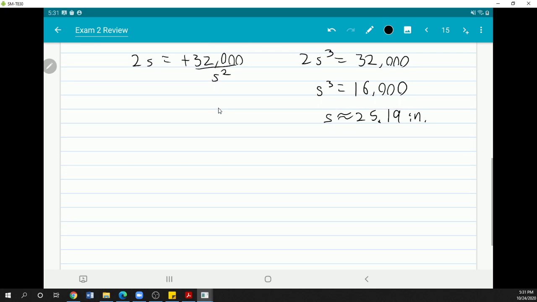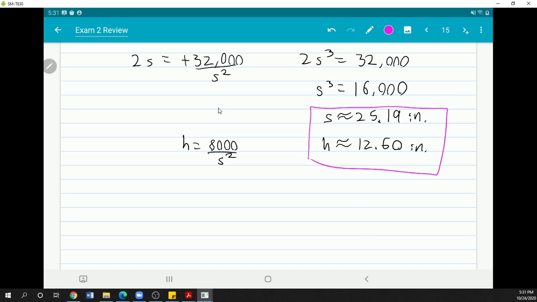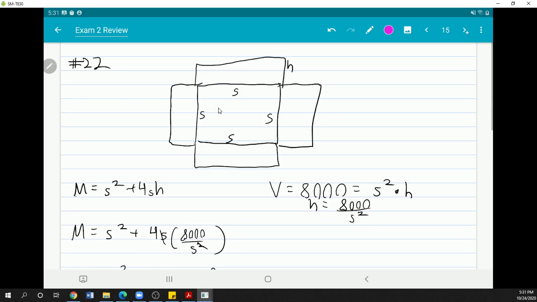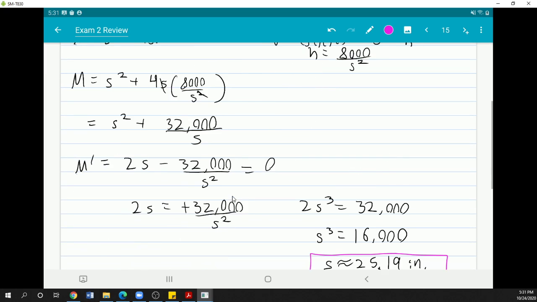And the problem asked for dimensions, so h, remember, was 8,000 divided by s squared. So 8,000 divided by this number squared is going to be, h is roughly equal to 12.60 inches. Let's do 2 decimal places. And that's my answer there. So this will minimize the dimensions of the box, or will minimize the amount of material that I need.